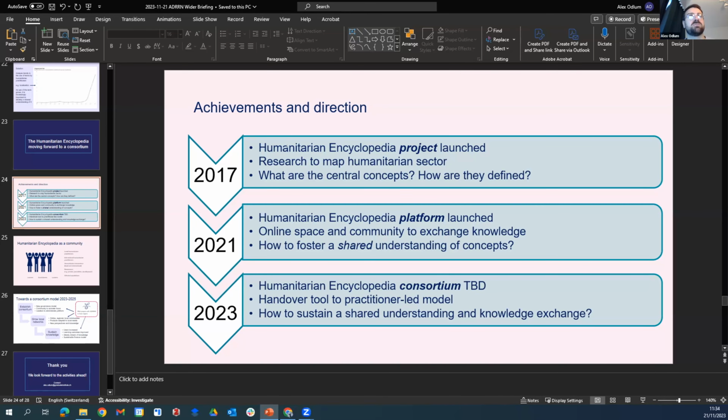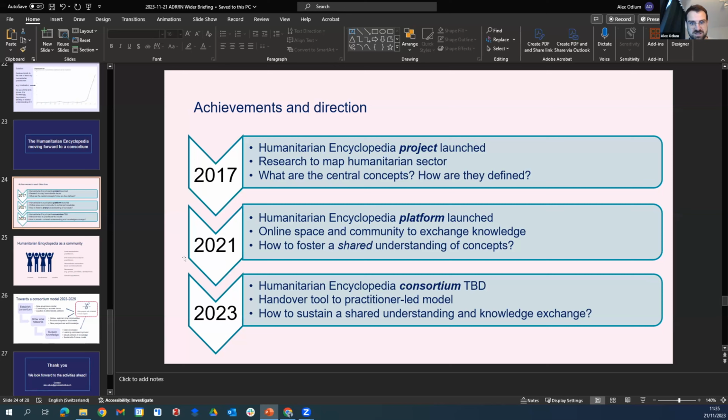So as I mentioned, the project was launched and Manu has been there since early days, advising, especially bringing a lot of local perspective to the governance of the project. And it was launched as a research project, but that had a big participatory element to try and map the humanitarian sector and identify what are the central concepts from a broad base of perspectives. And then we worked on developing the online platform that I just showed you a few snapshots of. This was really more like a technological project to create the infrastructure and tool that could allow an online space and community to flourish and exchange knowledge.